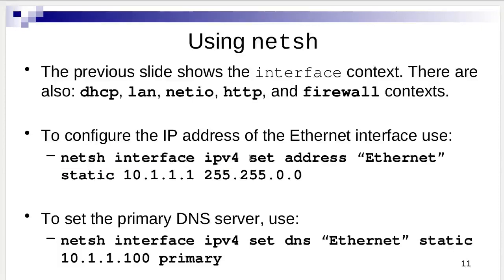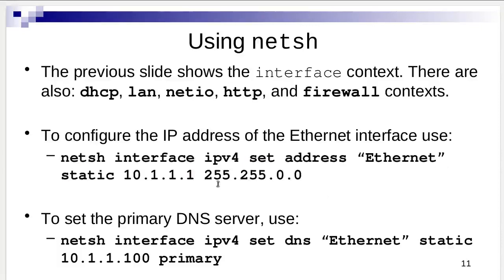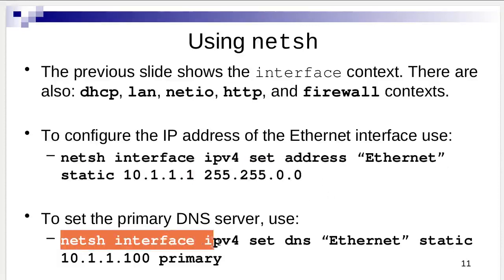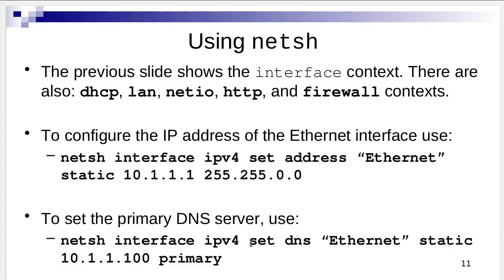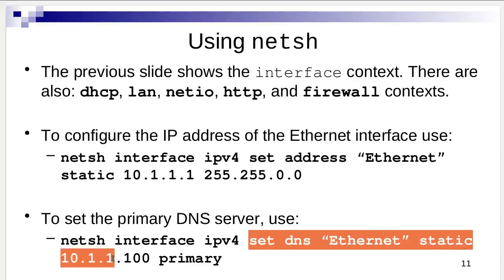You're setting the address for the Ethernet interface to a static IP address of 10.1.1.1 with a subnet mask of 255.255.0.0. Okay, here's another command you can use, and you can type it all in one line: netsh interface IPv4, and then here's the command: set DNS for Ethernet to be the static IP address 10.1.1.100, and make that the primary DNS server for this interface. You can also have a secondary or alternate.